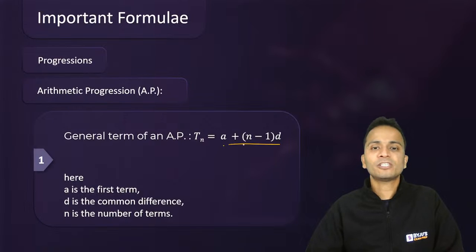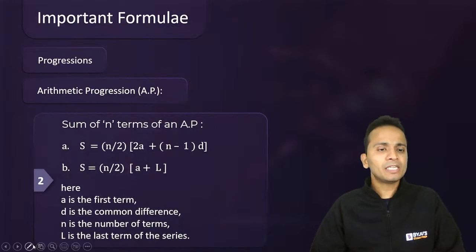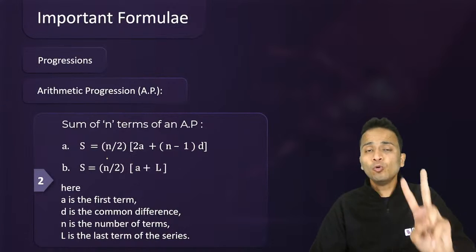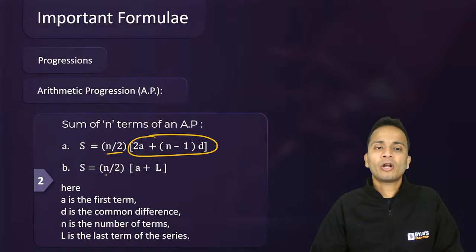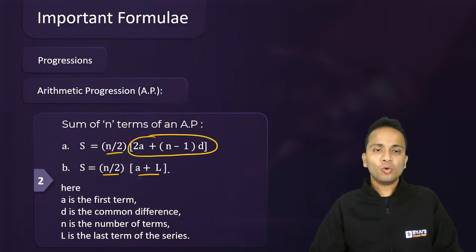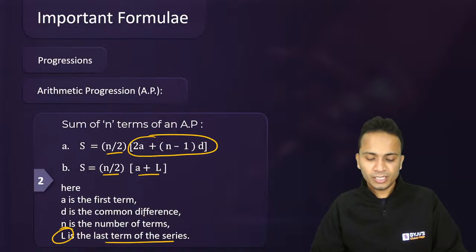Okay, where a is the first term, d is the common difference, and n is the number of terms. Similarly, the sum formula, sum up till n number of terms for an arithmetic progression. So we have two formulas for this. n by 2 multiplied by 2a plus (n minus 1) into d, or n by 2 multiplied by (a plus L). Again, the notations are same. The only extra notation is capital L, which is the last term of the series.